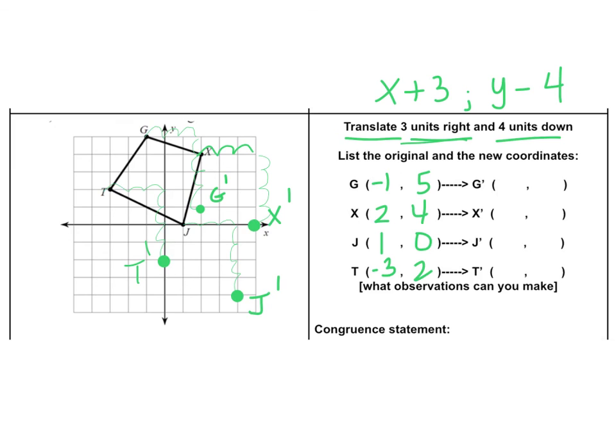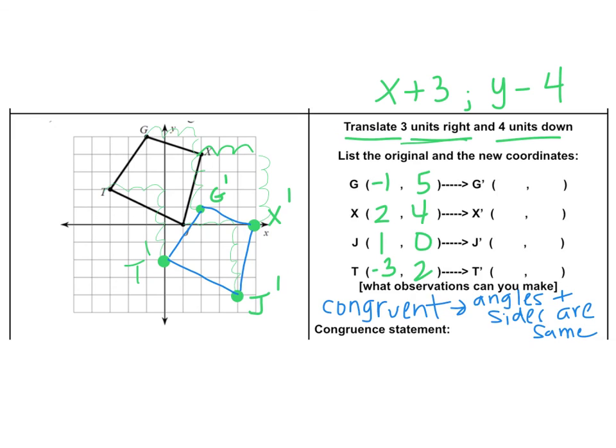Now, neatness, neatness. Yours should be neater than mine. I'm working on this weird iPad. Label and connect. Okay, so it should be a twin. You should have a congruent figure. So what observations can you make? You can say, again, these are congruent. Everything is the same. It's just slid over. It's over and down, so it's congruent. The angles and the sides are the same. Oh, but I jumped the gun. We were supposed to list the new coordinates, so let's do that.